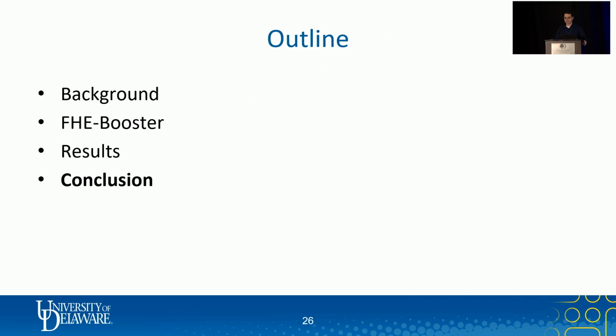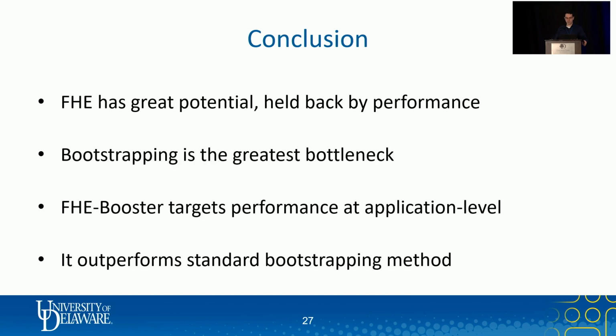With that, I will just list some of the key takeaways of my presentation. So the first thing is that FHE has great potential, but currently it is held back by performance because performing these encrypted operations takes a lot longer than performing the same operations on unencrypted data. In particular, bootstrapping is a very expensive operation, so it ends up being the current bottleneck. And so that's what we decided to target with FHE-Booster, which improves performance at an application level by reducing the number of bootstrapping operations. And our results showed that there's a significant improvement in performance due to that reduction. So that's all I have.